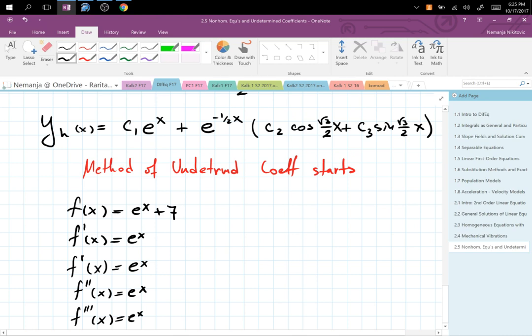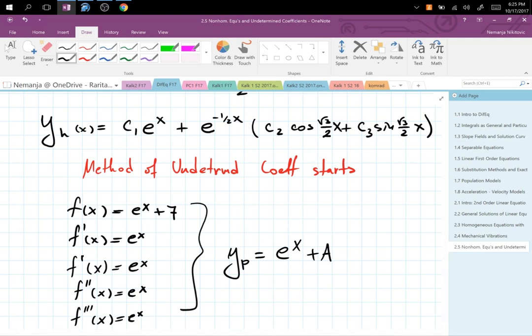Now, what is the theme for this? What is the YP looking at all of this? E to the x plus A. Very good. Why is it plus A? Because it used to be plus 7, and then it's plus 0 forever. So there is a change on this part. The coefficient of e is always 1, right? Now you can see this changed a little bit.